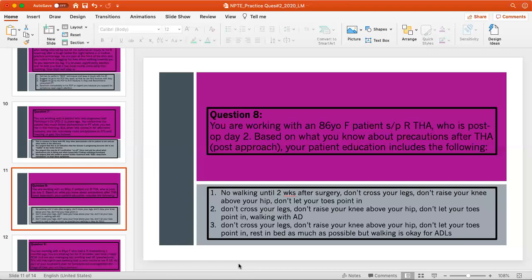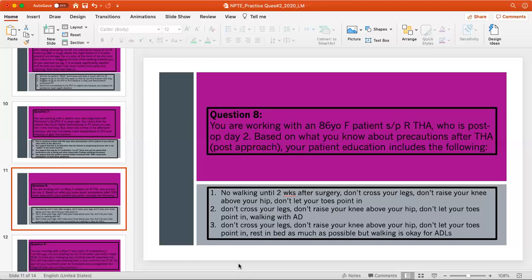So what are posterior hip precautions? We'll start there. Definitely don't cross your legs, don't raise your knee above your hip, don't point your toes in. I know all those. So that's all patient-friendly language. What do those translate to in our terminology? So we don't want to adduct the hip. We don't want to flex the hip above 90 degrees. We don't want internal rotation of the hip.